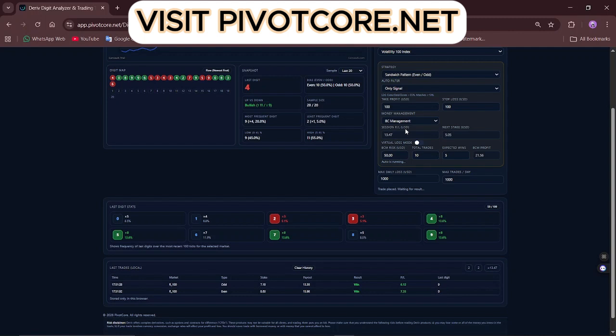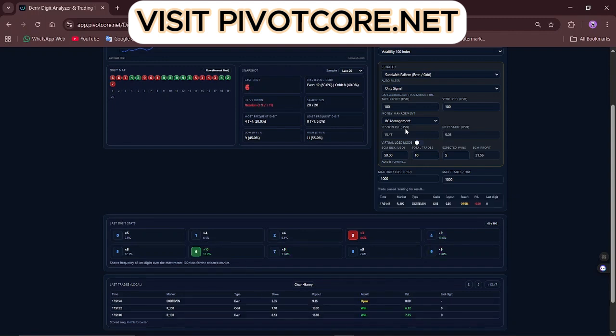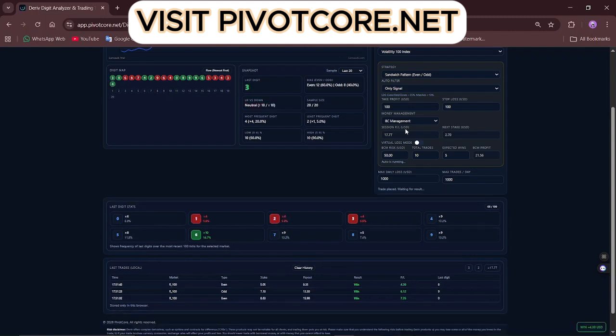I'm running 10 trades with a target of 5 wins. In the world of binary options, having a 50% win rate with the right risk management is a solid way to grow your account steadily. You'll see me setting up the parameters on PivotCore. It's incredibly user-friendly. I just select the market, set the even-odd logic, and let the software handle the execution.